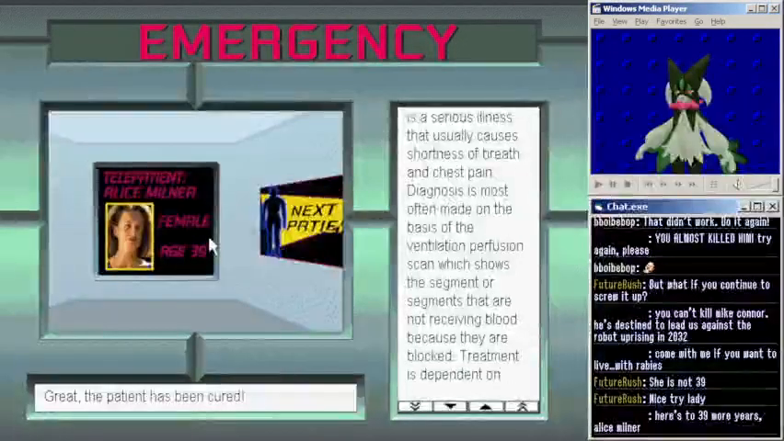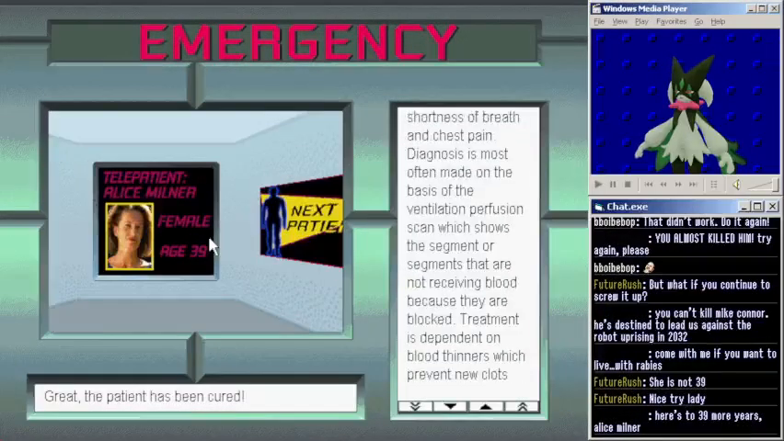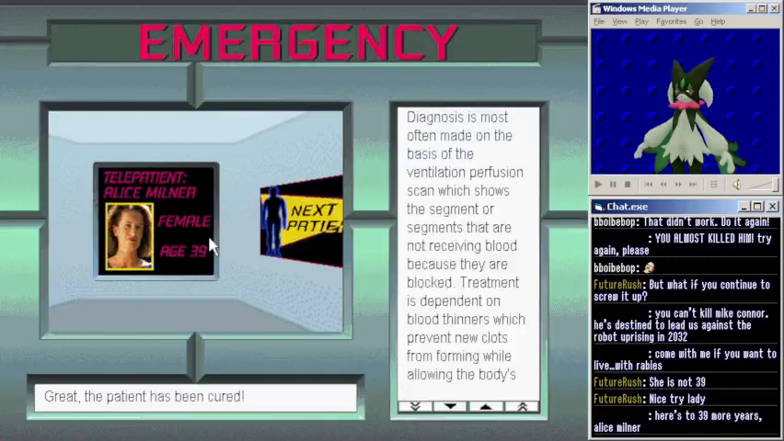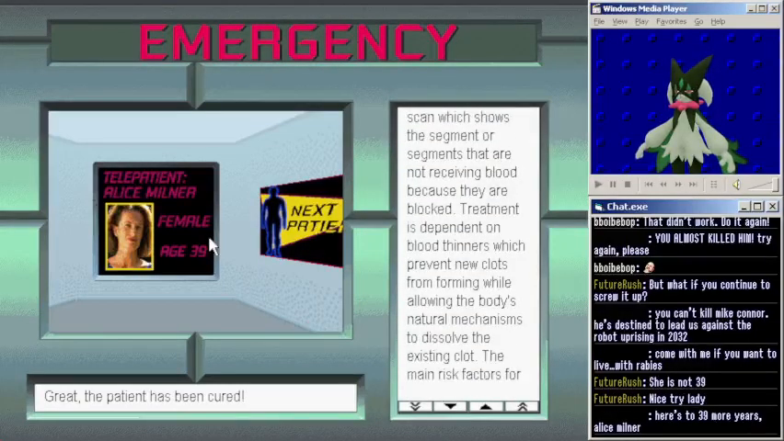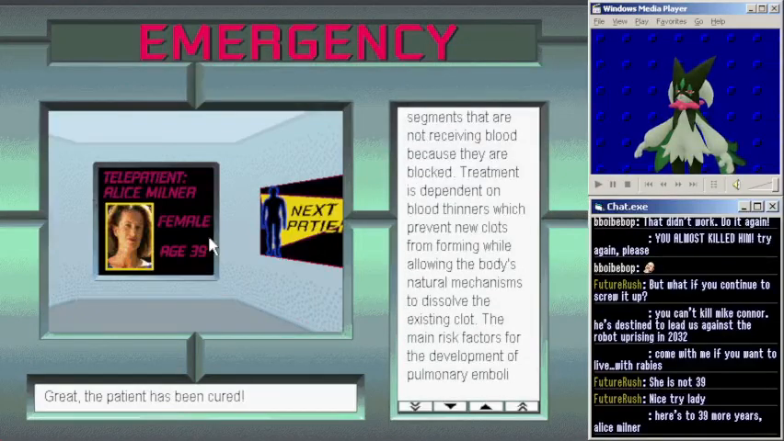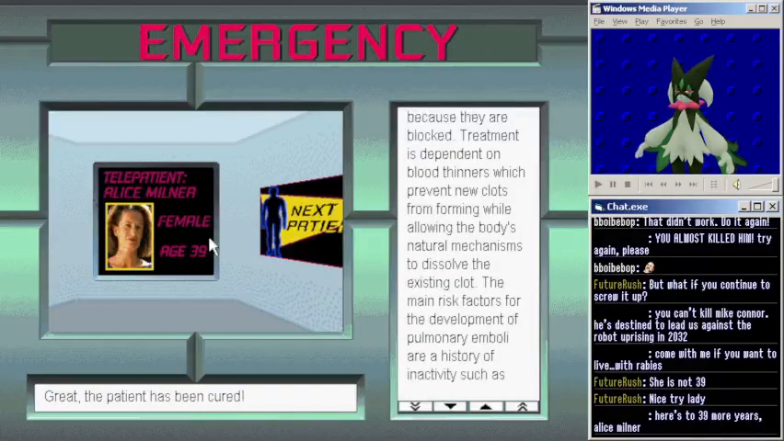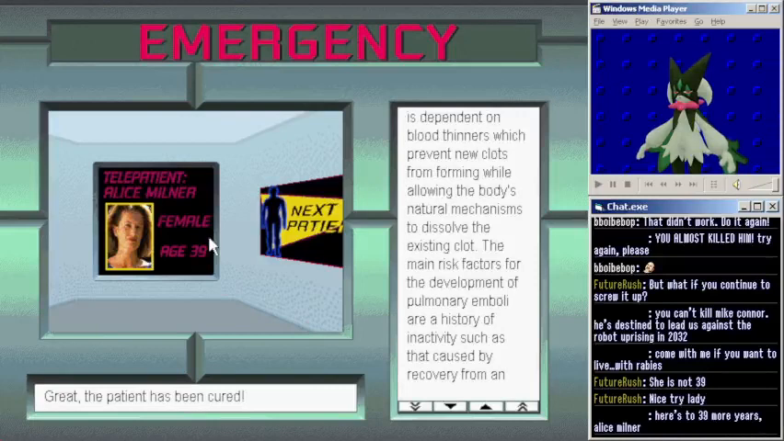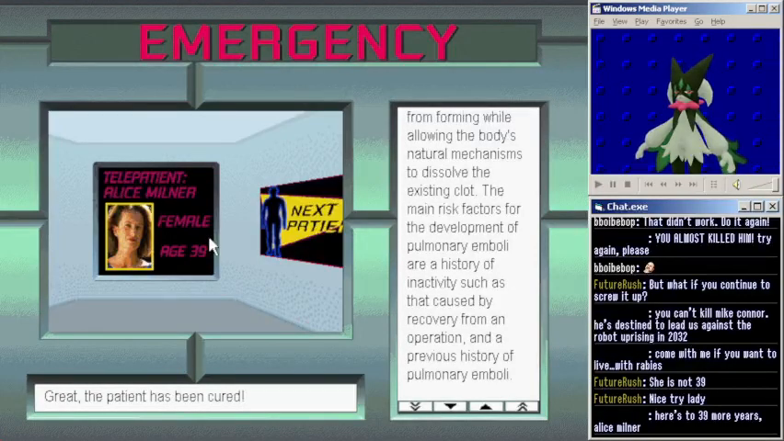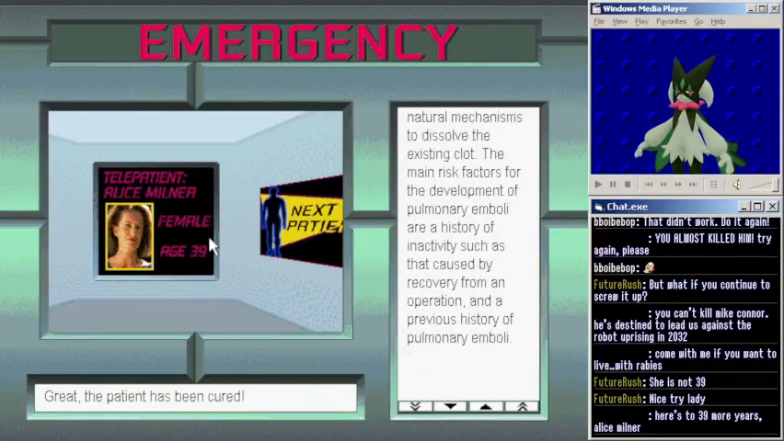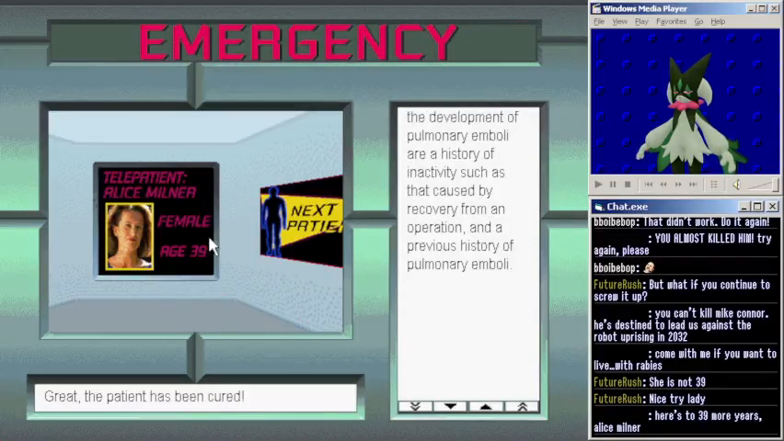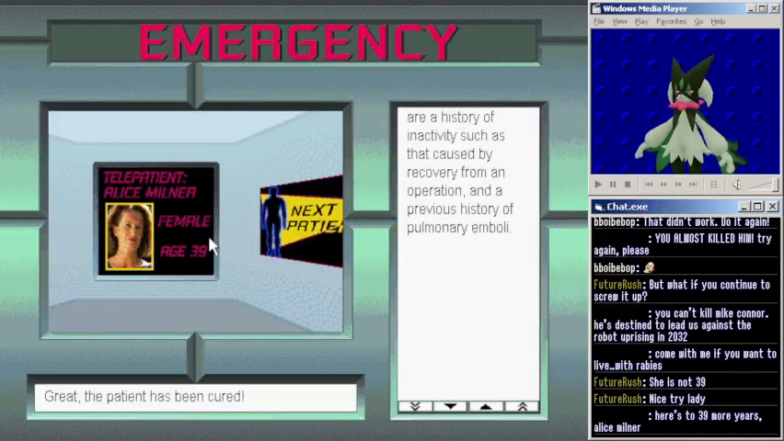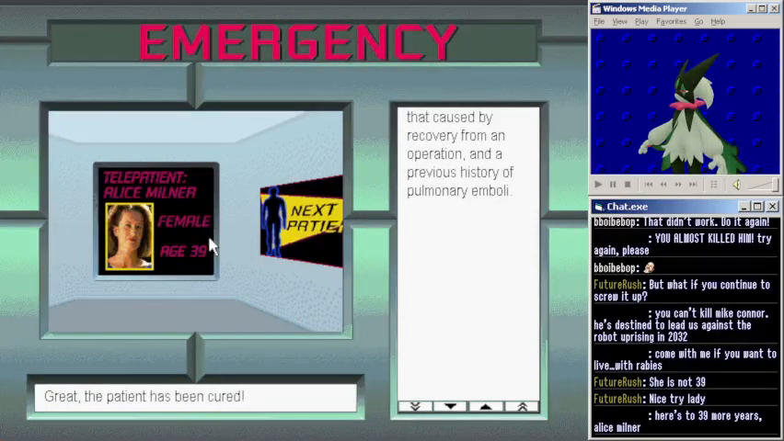Diagnosis is most often made on the basis of the ventilation perfusion scan, which shows the segment or segments that are not receiving blood because they are blocked. Treatment is dependent on blood thinners, which prevent new clots from forming while allowing the body's natural mechanisms to dissolve the existing clot. The main risk factors for the development of pulmonary emboli are a history of inactivity, such as that caused by recovery from an operation, and a previous history of pulmonary emboli.